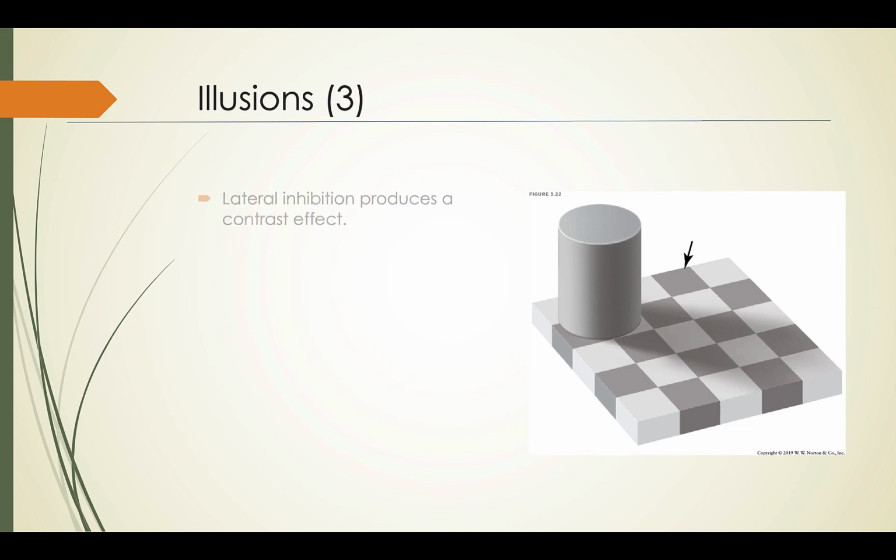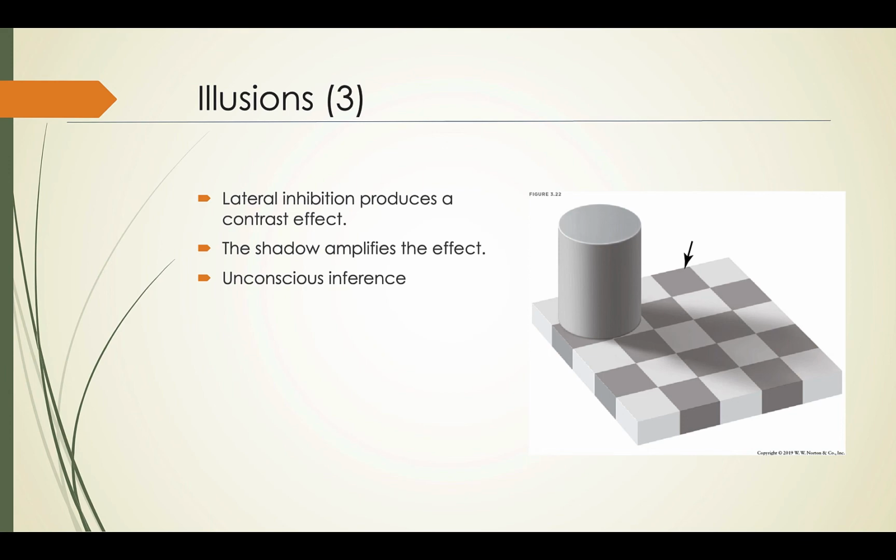Here, lateral inhibition produces a contrast effect. The central square in this figure is surrounded by dark squares, and the contrast makes the central square look brighter. The square marked at the edge of the checkerboard, however, is surrounded by white squares. Here, contrast makes the marked square look darker. The shadow cast by the cylinder amplifies the effect. And you therefore make an unconscious inference that the center square is brighter than the marked square at the edge or any of the dark but unshadowed squares on the board.